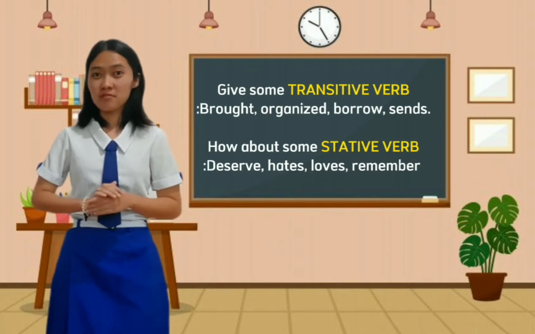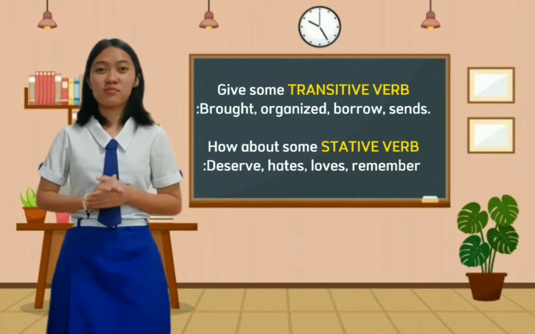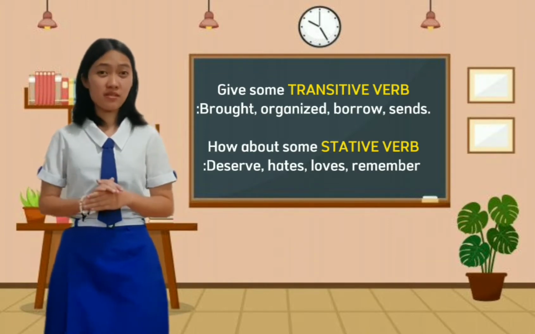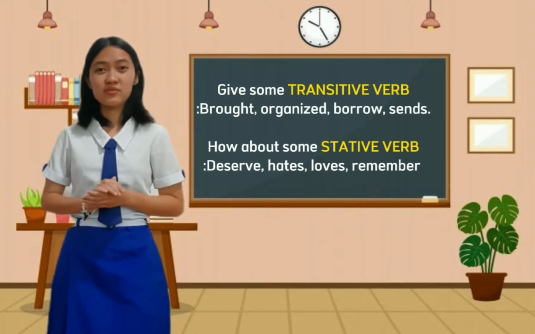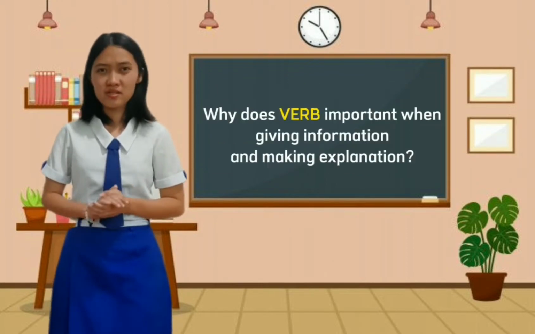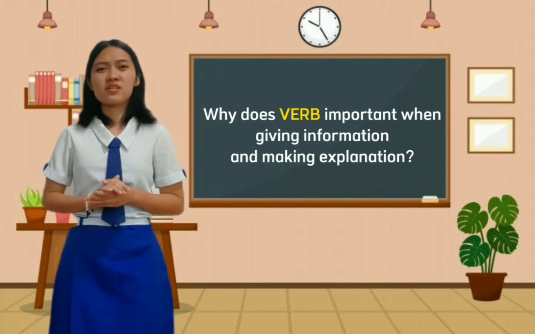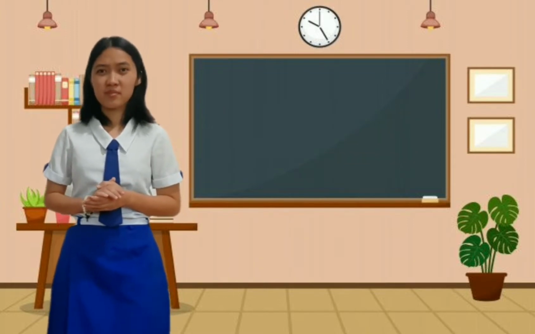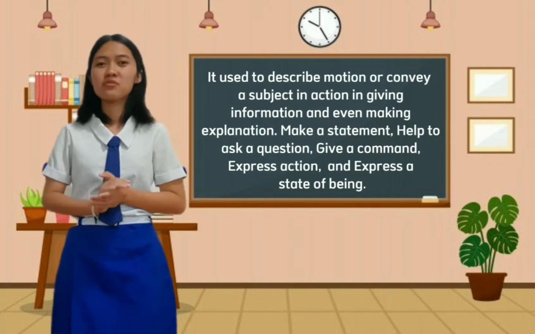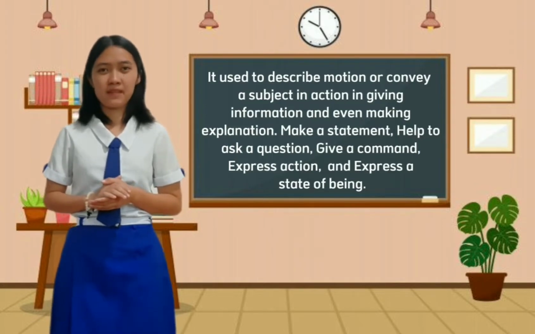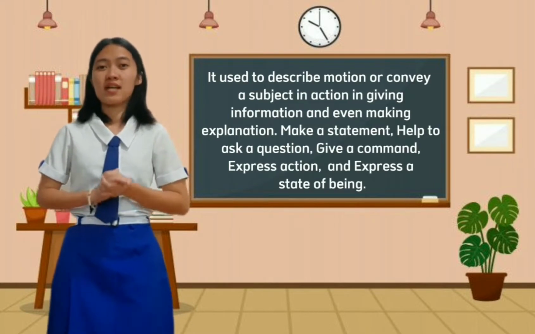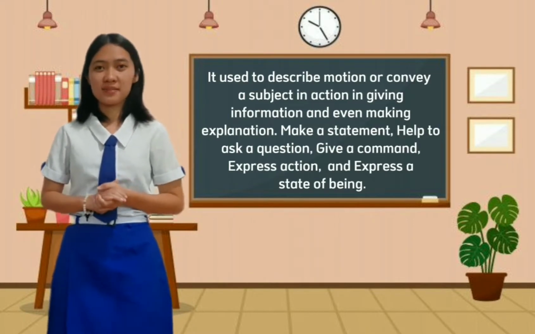Give some transitive verbs. They are brought, organized, borrow, sent. How about some stative verbs? Deserve, hates, loves, and remember. Last question: why is a verb important when giving information and making explanation? Because it is used to describe motion or convey a subject and action in giving information and even making explanation. It helps make a statement, ask a question, give a command, express action, and express a state of being.